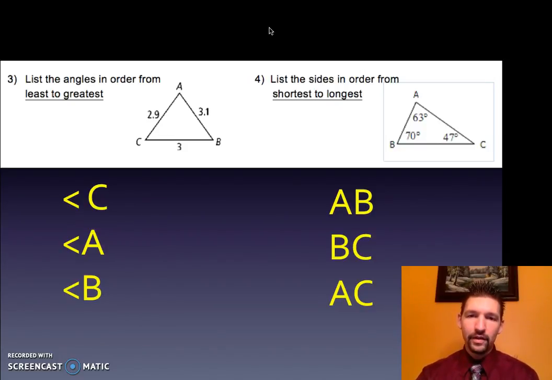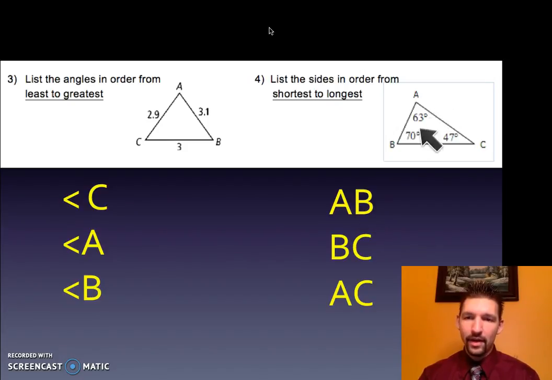The next one over here says list the sides in order from shortest to longest. So again, they're asking about sides, but we can look at the angles since they are given. So we want to say, okay, we have 70, 63, and 47. We want the shortest side first. So 47 is our smallest angle. That is across from AB. So AB is our shortest side.